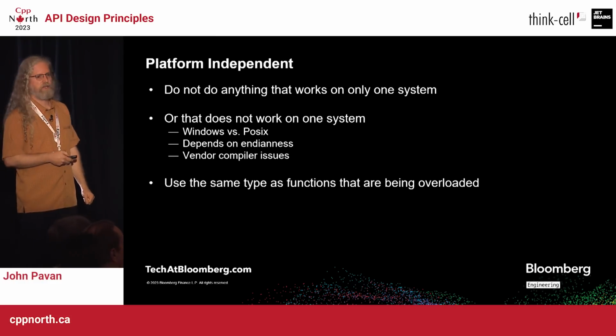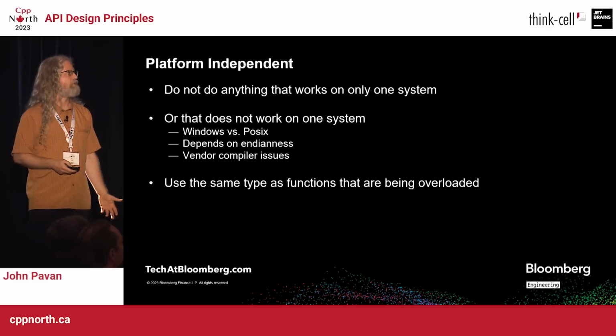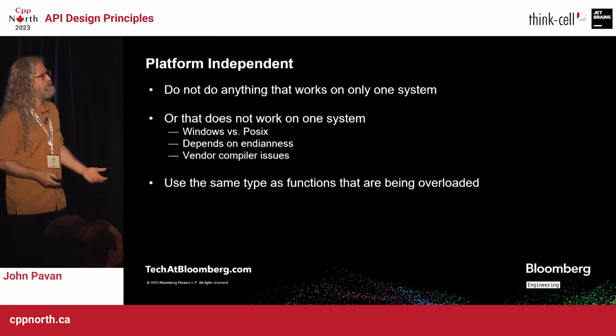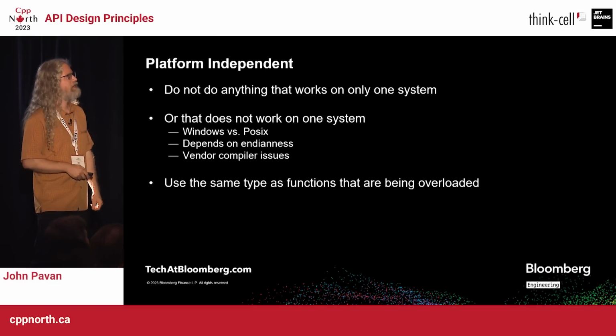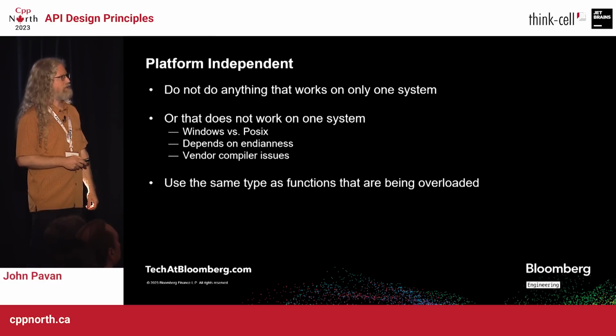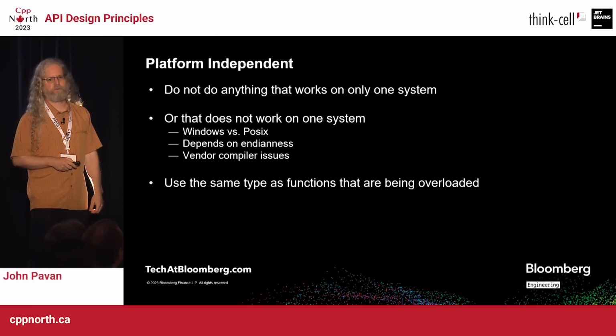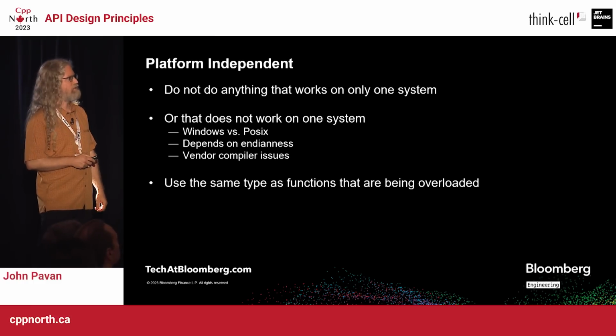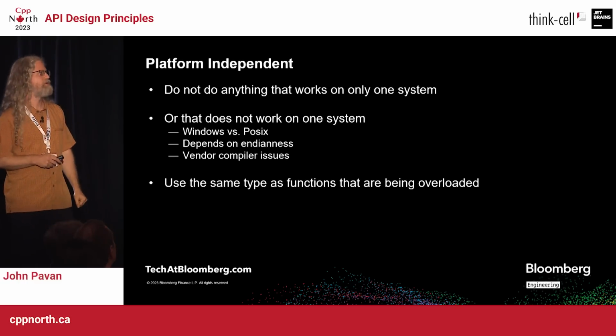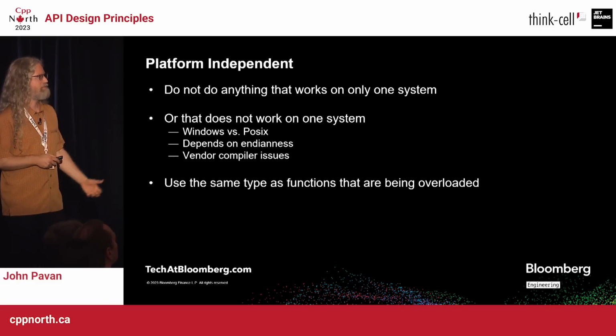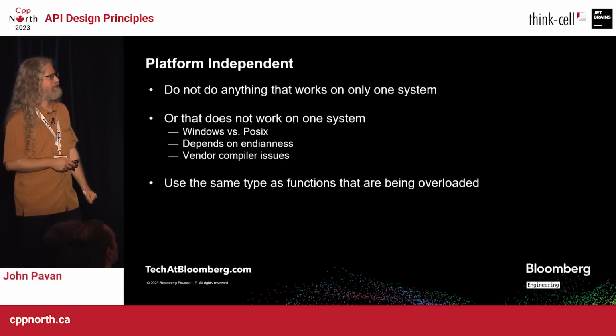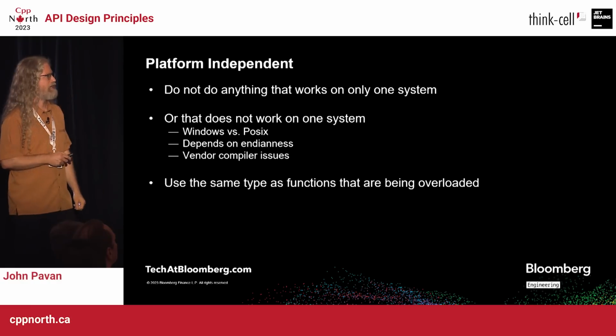You want to make sure that everything is platform independent, at least at the API level. Your underlying implementation does not have to be platform independent. So you don't want an API to have something that only works on one system. Similarly, you also don't want to do anything that you know for sure will not work on one system. Easy places where you can run into this is looking at what would work on Windows versus what would work on POSIX.